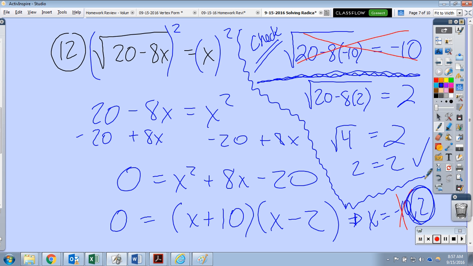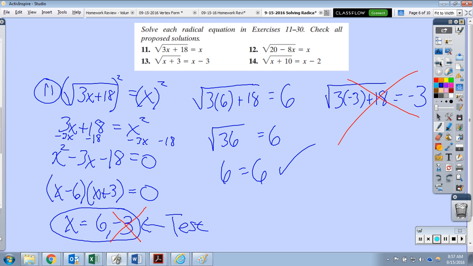All right, for your exit ticket, I want to see you guys working as partners. Try 13 or 14. Pick one. Work on it together with your partner.